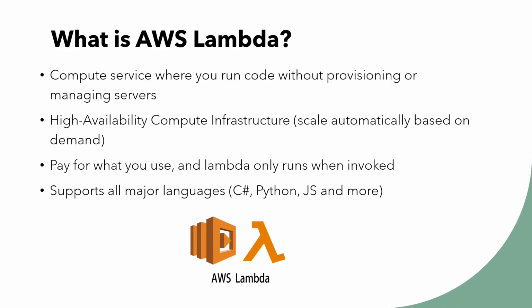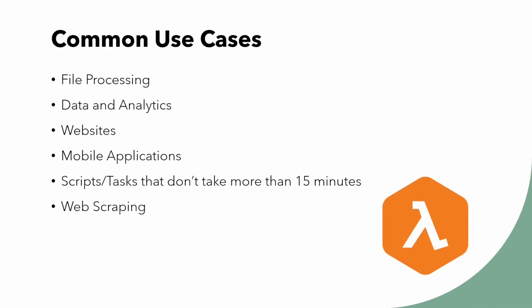Lambda functions support all major languages such as C#, Python, JavaScript, and a lot more. Some common use cases for AWS Lambda include file processing, data and analytics. Websites and mobile applications typically have some back-end logic that you can put into an AWS Lambda function, and you can invoke that Lambda function through an API gateway, or you can invoke it directly by using the new feature called AWS Lambda URLs, where you can call the URL in your application, on Postman, or through the browser, and you can invoke that Lambda function.